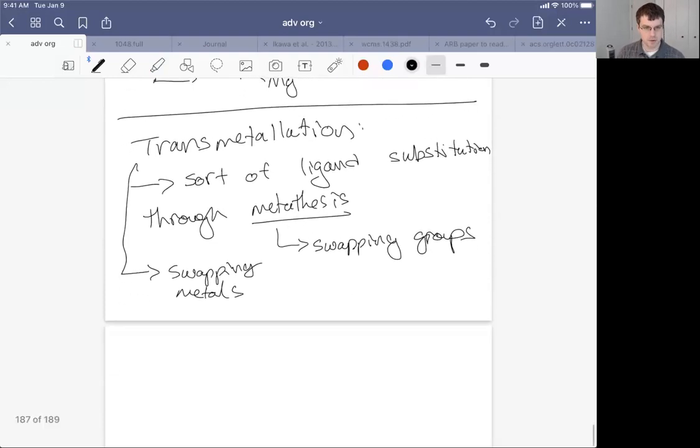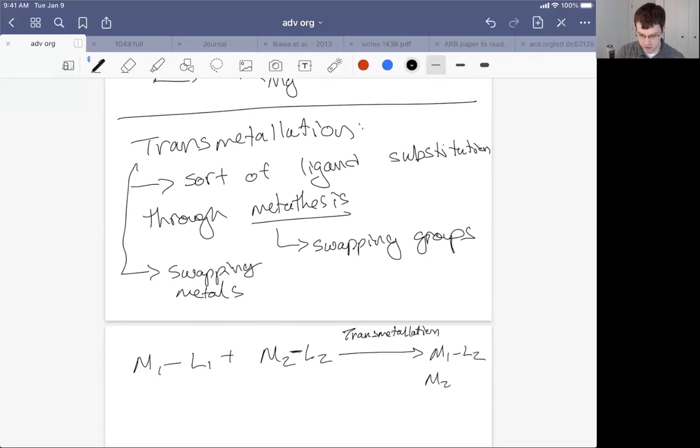Okay, so what we do in transmetallation is we have one metal that's attached to a ligand, call it M1 attached to L1, plus M2 attached to L2. So another metal center attached to a different ligand. And we do transmetallation, which is a metathesis process, where you swap, and metathesis is where you swap groups. Now, we're not going to form a metal-metal bond, but we're going to form a new metal-ligand bond. Obviously, there's an equilibrium that could exist here. So here, we're just swapping what's attached to what.